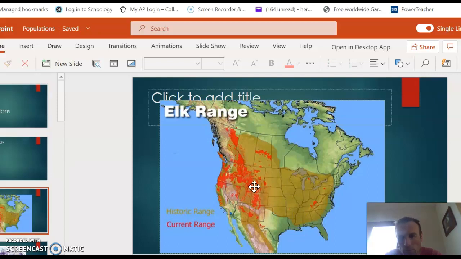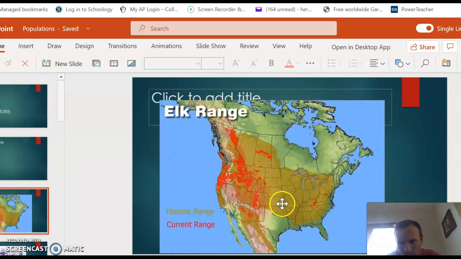So what this coincides with is the westward expansion of humans across North America and the reduction of elk habitat. Now, it's not that the elk couldn't survive there, but they simply can't coexist with human agriculture and things like that. So they've been pushed into places like mountain ranges, and these red dots align pretty closely with various mountain ranges across the West.